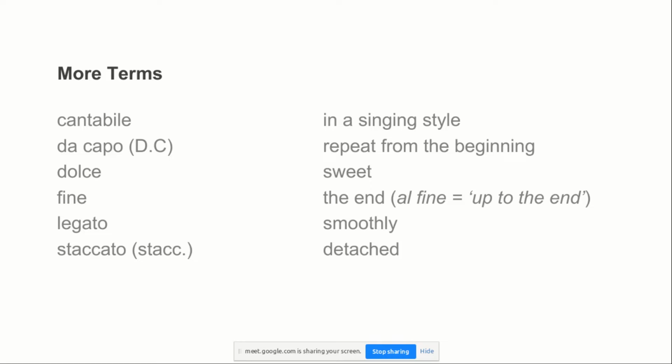When you have a dotted note, it doesn't mean staccato. It just means you extend that note with a half of its value. But staccato means detached. I'll give you an example of staccato. I'll do a simple phrase in staccato and I'll do it legato, because legato and staccato are opposite. Legato means smoothly and staccato means detached.